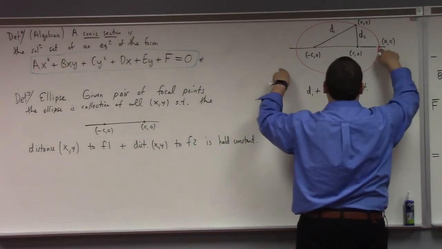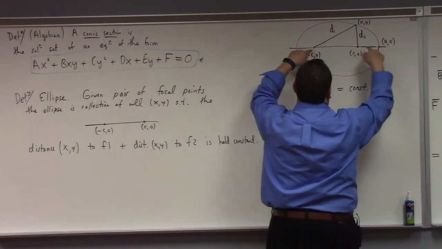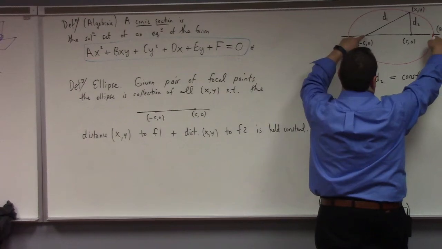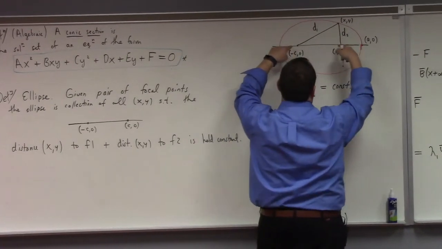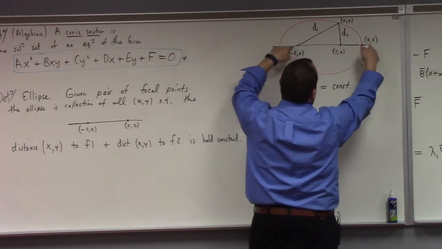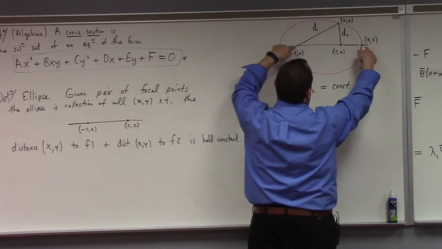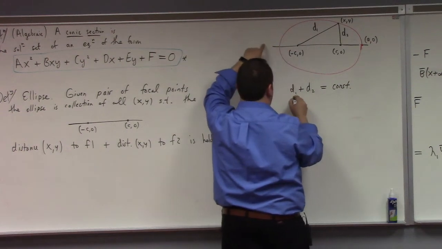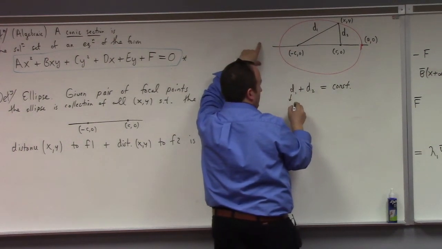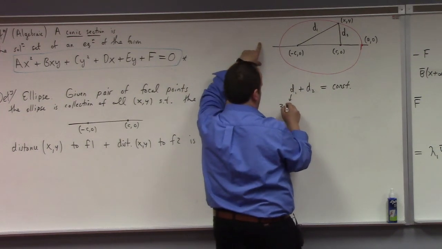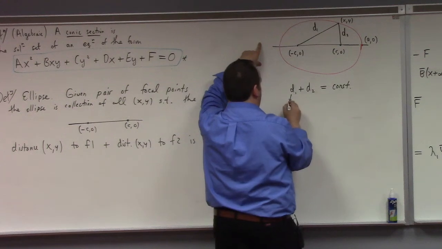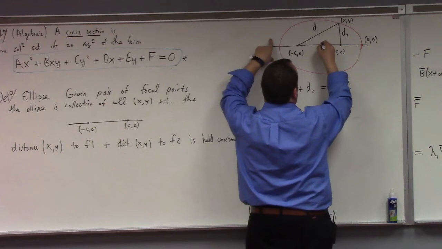If we think about that point, how far are we? What's D1? It's 2C, yeah? No, it's just C plus A. This is C plus A? That makes sense because 0 is in here, right?